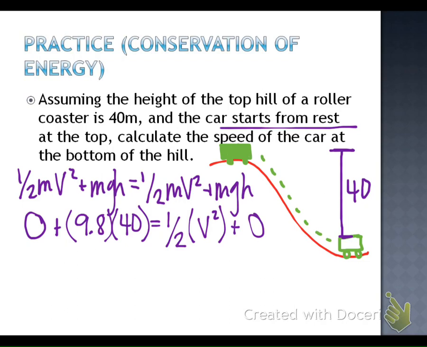Okay? So 9.8 times 40 is about 392. And that's going to equal 1/2 times v squared. So we'll divide by 0.5 and then take the square root of that answer.